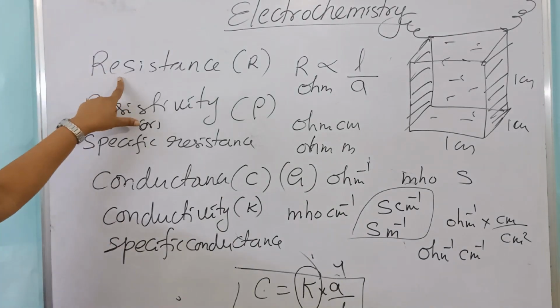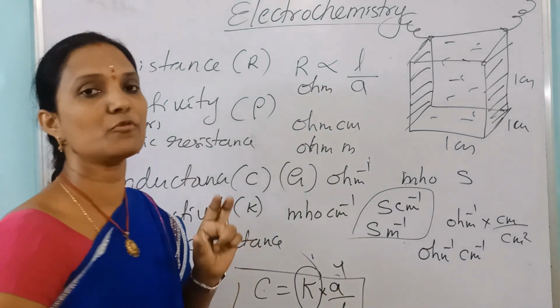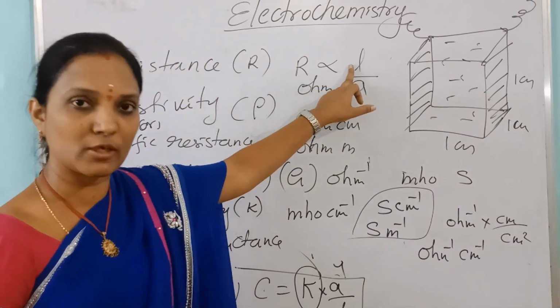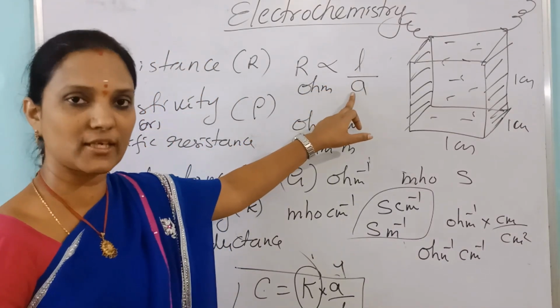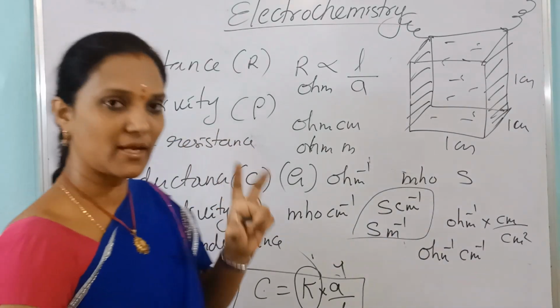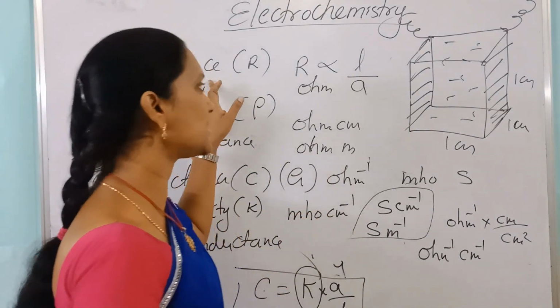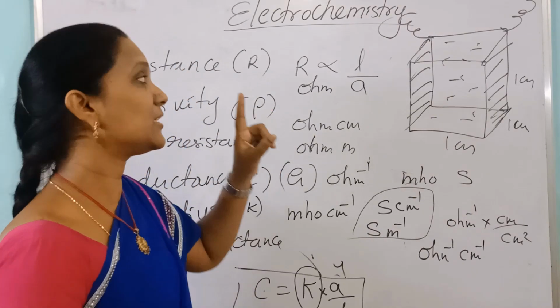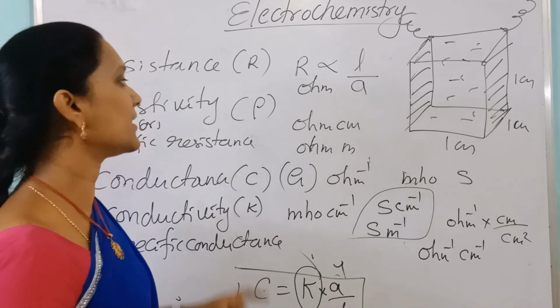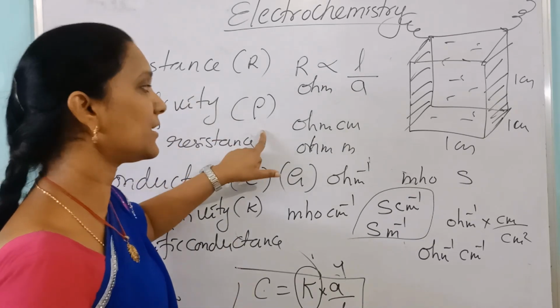So resistance is the obstruction to the flow of current. Units are ohms, and it is directly proportional to length and inversely proportional to area of cross section. And resistivity or specific resistance: if 1 cc electrolyte is given, with L equal to 1 centimeter and A equal to 1 centimeter square, then the resistance is nothing but the resistivity.